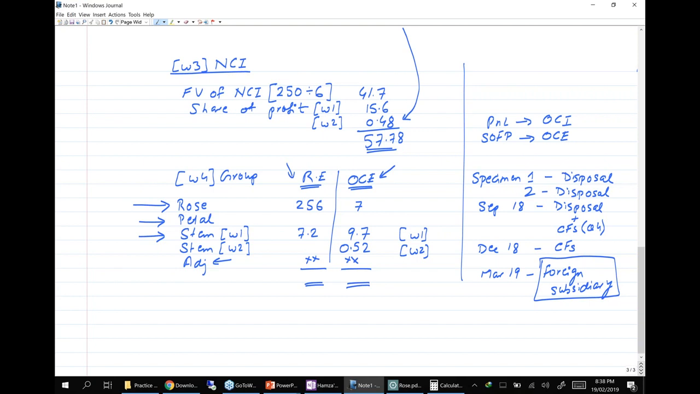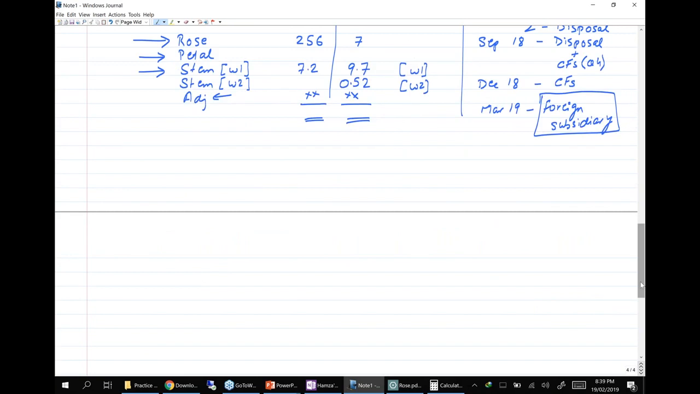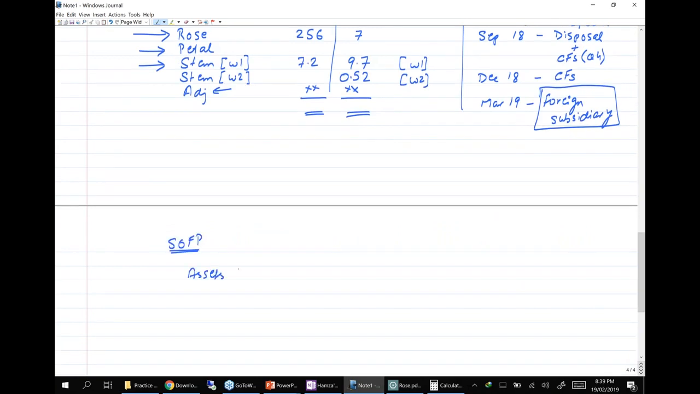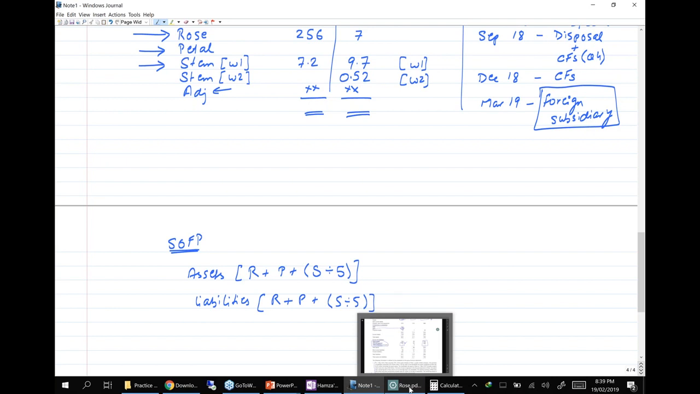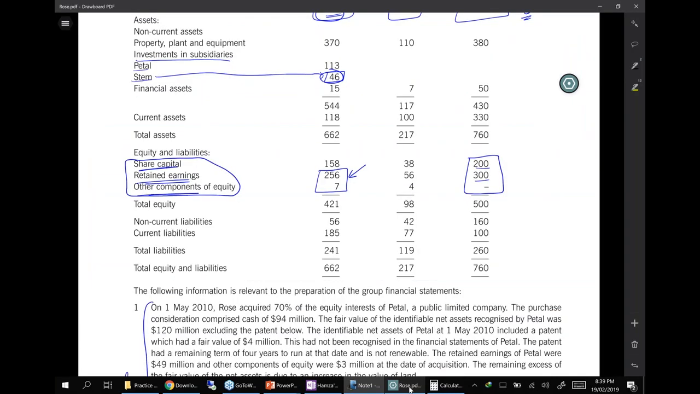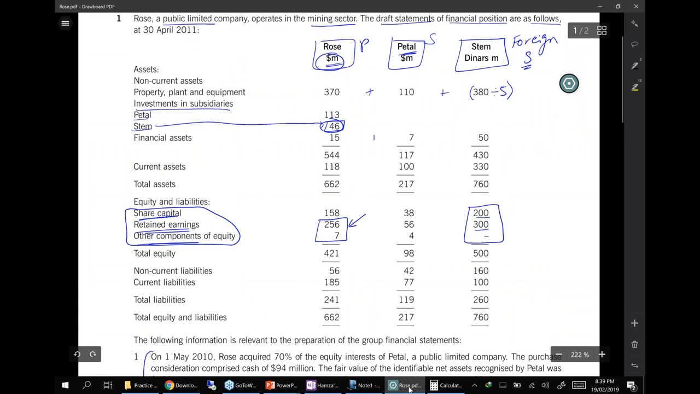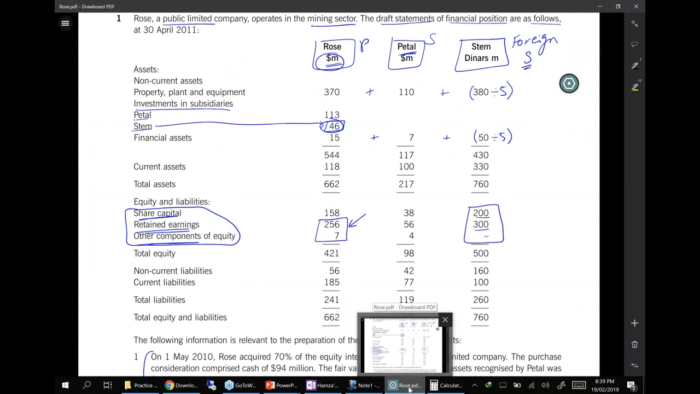If we talk about some final impacts, when you are going to prepare the statement of financial position, in all of the assets, we are going to add the value of Rows plus Petal plus the values of Stem, divided by the closing rate, which was 5, the balance sheet date rate. Similarly, in all of the liabilities also, we are going to do the same. The values of Rows plus Petal plus Stem divided by 5. For example, if I look over here, I'm going to say 370 plus 110 plus 380 divided by 5. 15 plus 7 plus 50 divided by 5. This is how we are going to calculate the non-current assets and the current assets. And the investment in subsidiaries will be converted into the goodwill, which we have calculated in working number 2.